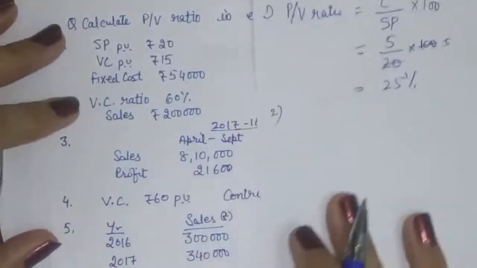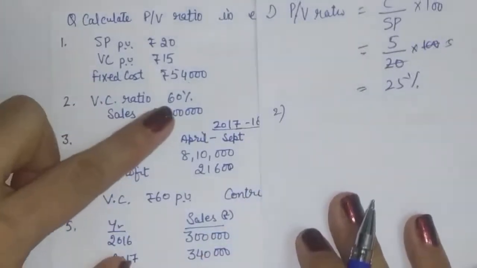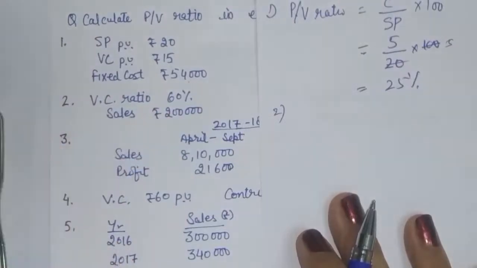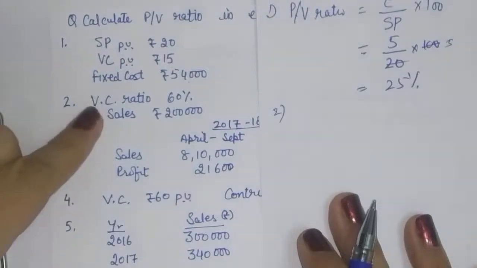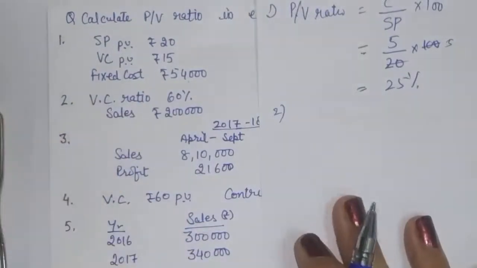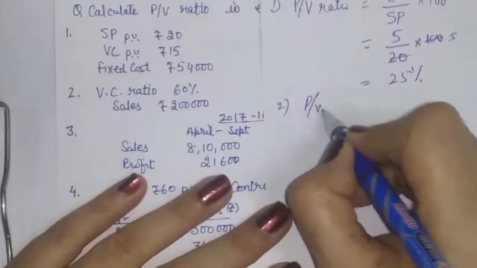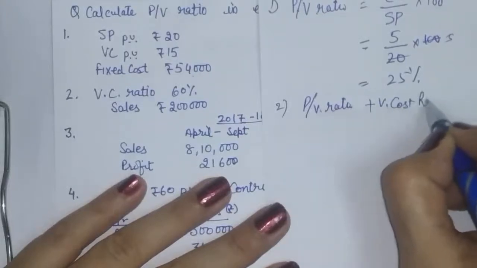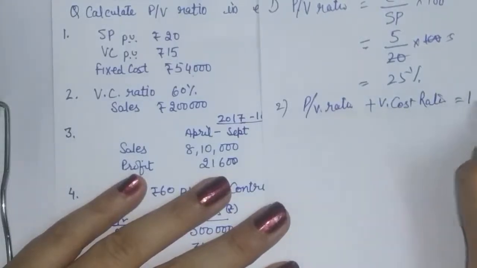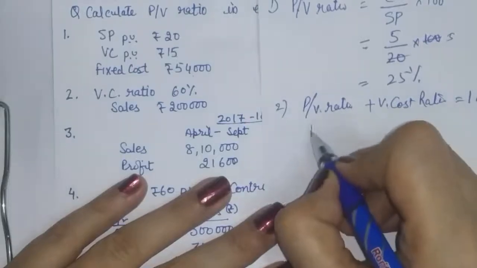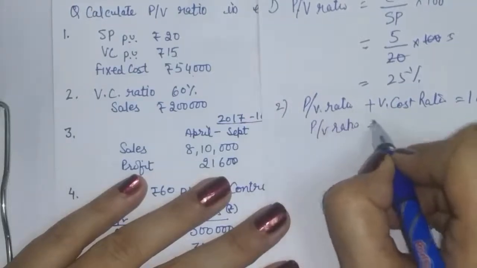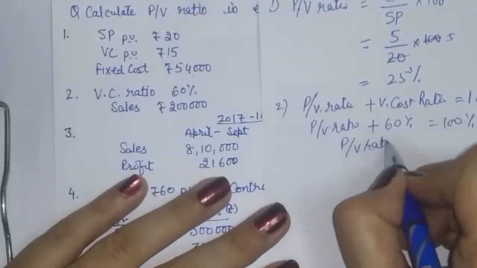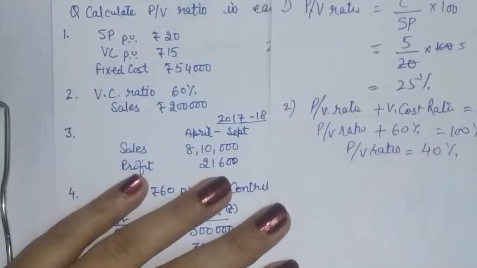Now when we take up the second question, variable cost ratio is 60%. Sales is 2 lakh. Right? Since we are given variable cost ratio, we know that PV ratio is complementary to variable cost. So PV ratio plus variable cost ratio is equal to 100%. So if variable cost is 60%, it means PV ratio is 40%.